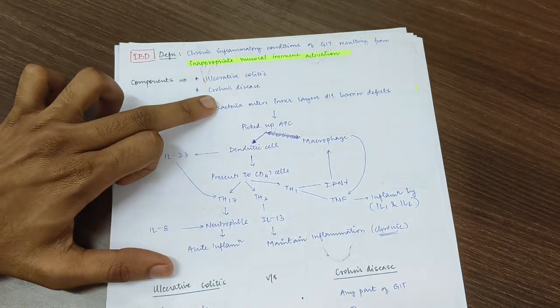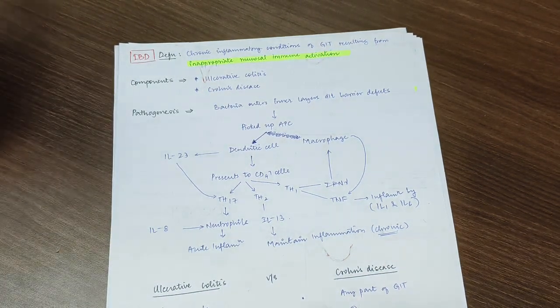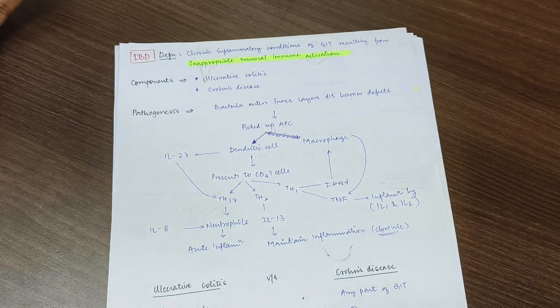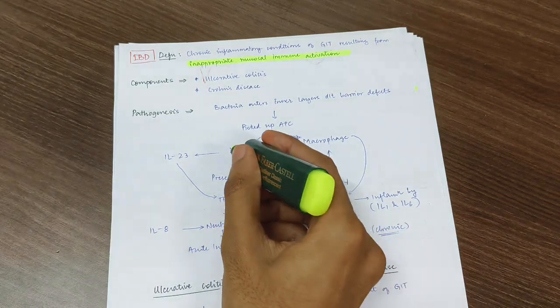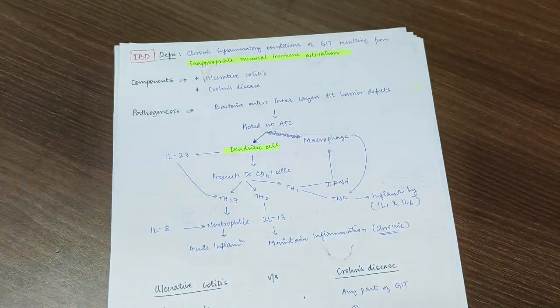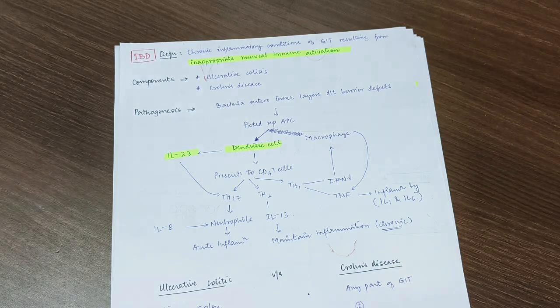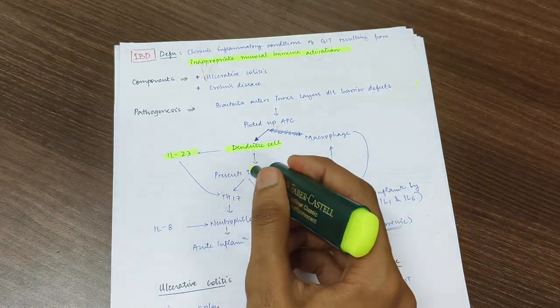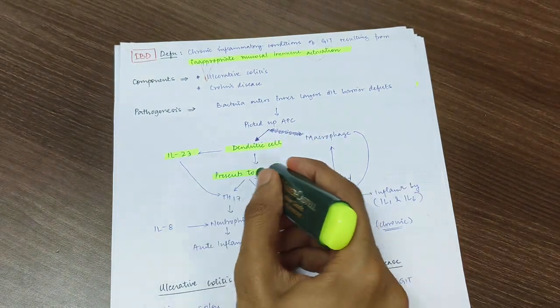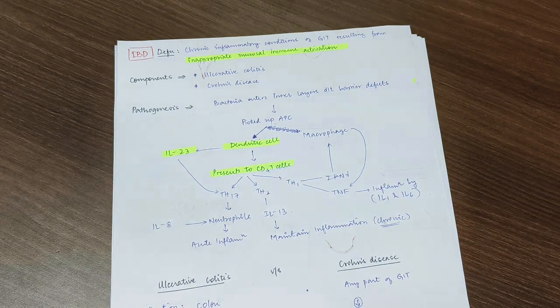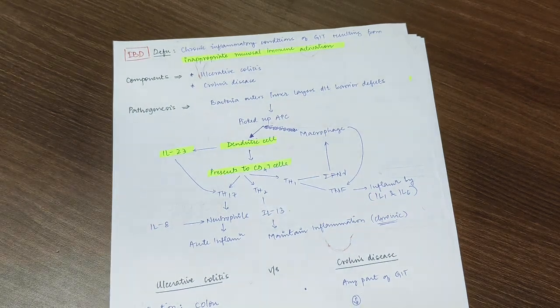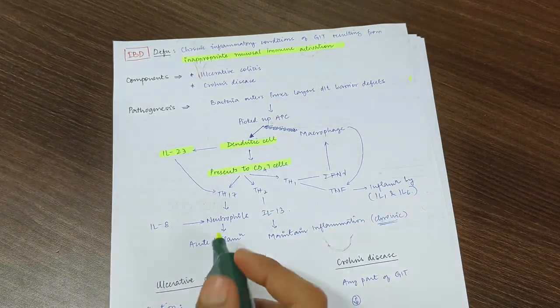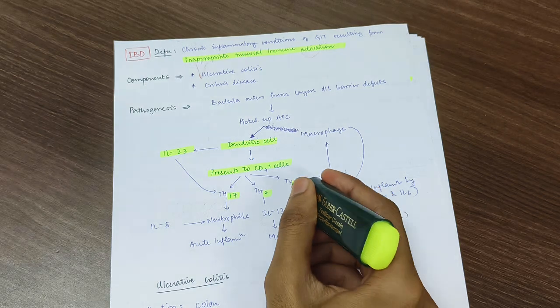Pathogenesis: there is a bacterium, and because of some barrier defect it is going to enter into the cell, and once it enters into the cell it is picked up by the antigen presenting cell. Which are the antigen presenting cells here? Dendritic cells. What will these dendritic cells do? They produce interleukin 23, and they present this antigen to the CD4 T cells. Once the CD4 T cells are activated, they activate different types of T helper cells, that is Th17, Th2 and Th1.